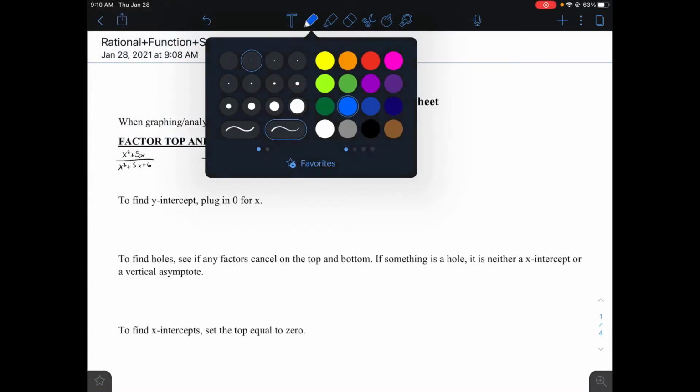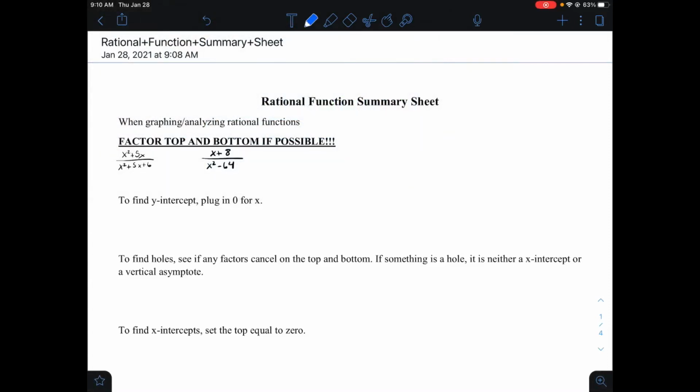Hi Math 3 students. So today we are going to do a summary of what we've learned about rational functions. It's going to be a lot of information, so feel free to pause the video whenever you need to, and make sure you take good notes.